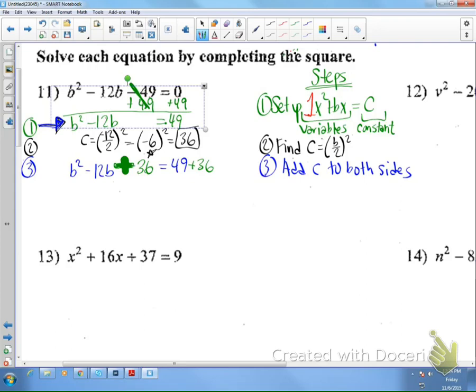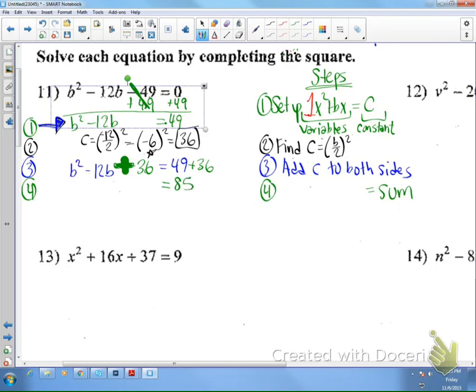Do you add the 49 and 36? We're going to do that next, yep. So on the right-hand side, we're going to sum them. So step 4, the right-hand side, we're going to add them up, which means sum. Find the sum. What's 49 plus 36? 55? 85? Is that what y'all said?